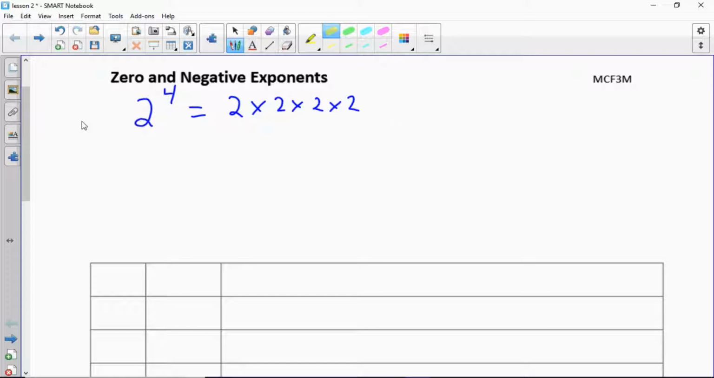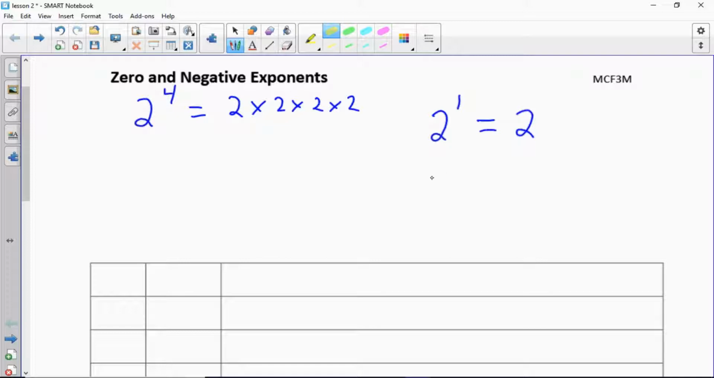We even talked about some Greek mathematicians who decided that this is how they would write 2 times 2 times 2 times 2, as 2 to the power of 4. But then people started asking questions like this. Well, if that's what 2 to the power of 4 is, what about 2 to the power of 1? Well, we used that yesterday. It seems to make a lot of sense that 2 to the power of 1 should just be equal to 2. And of course it is.